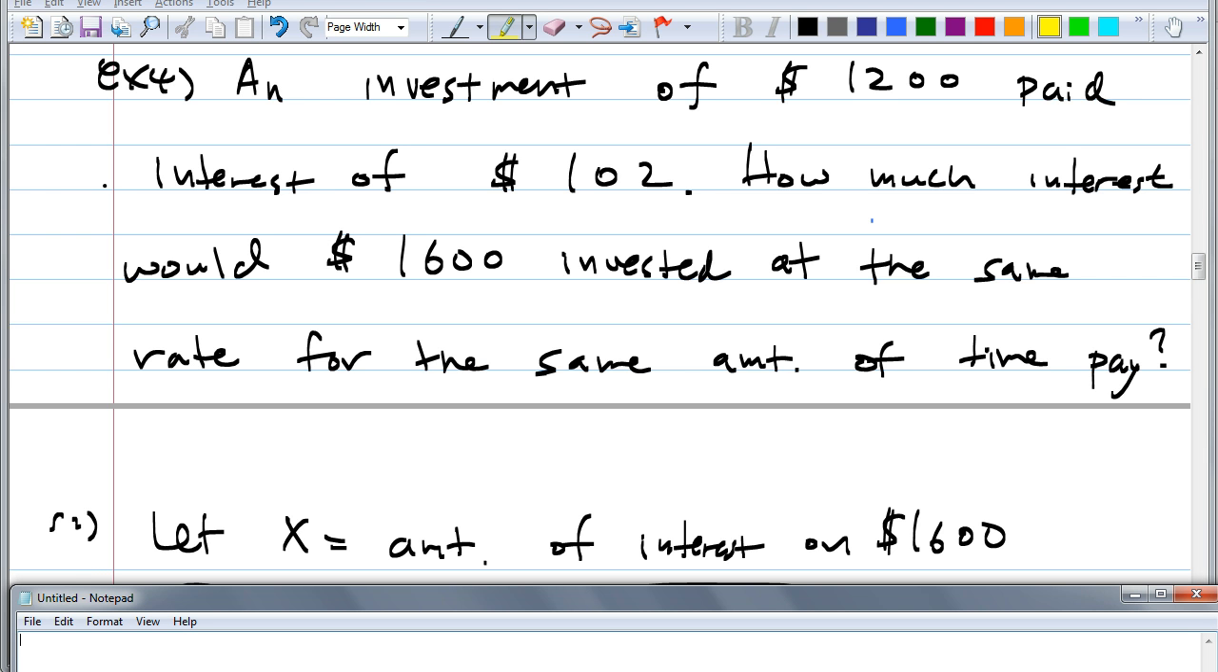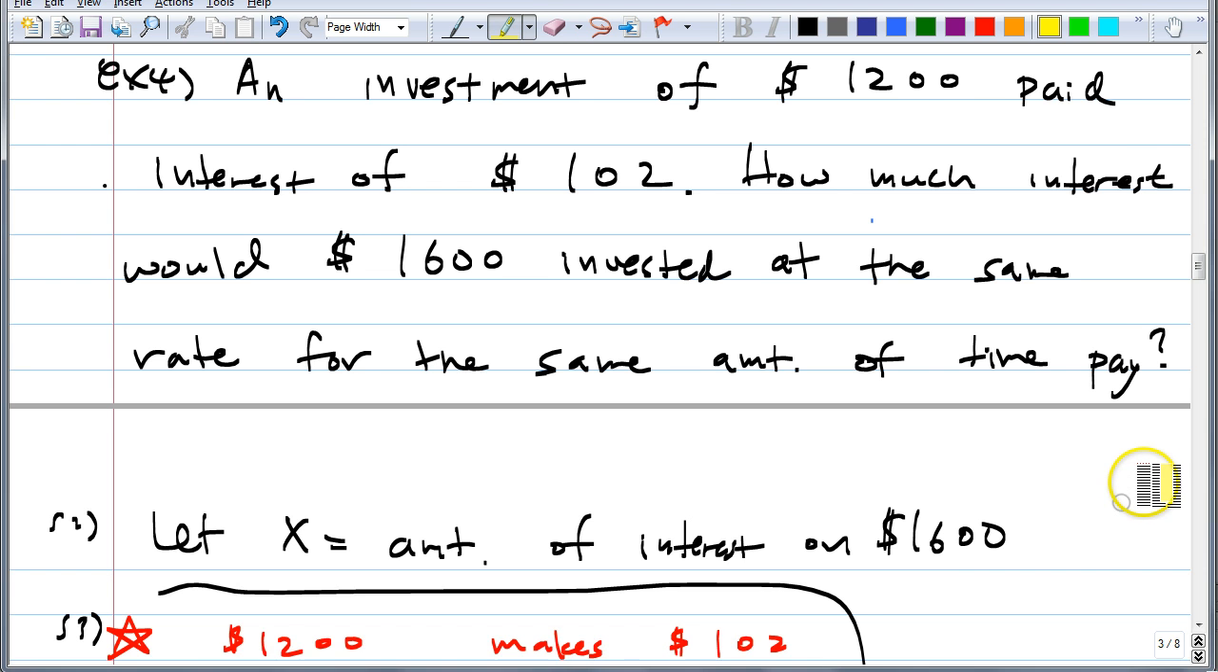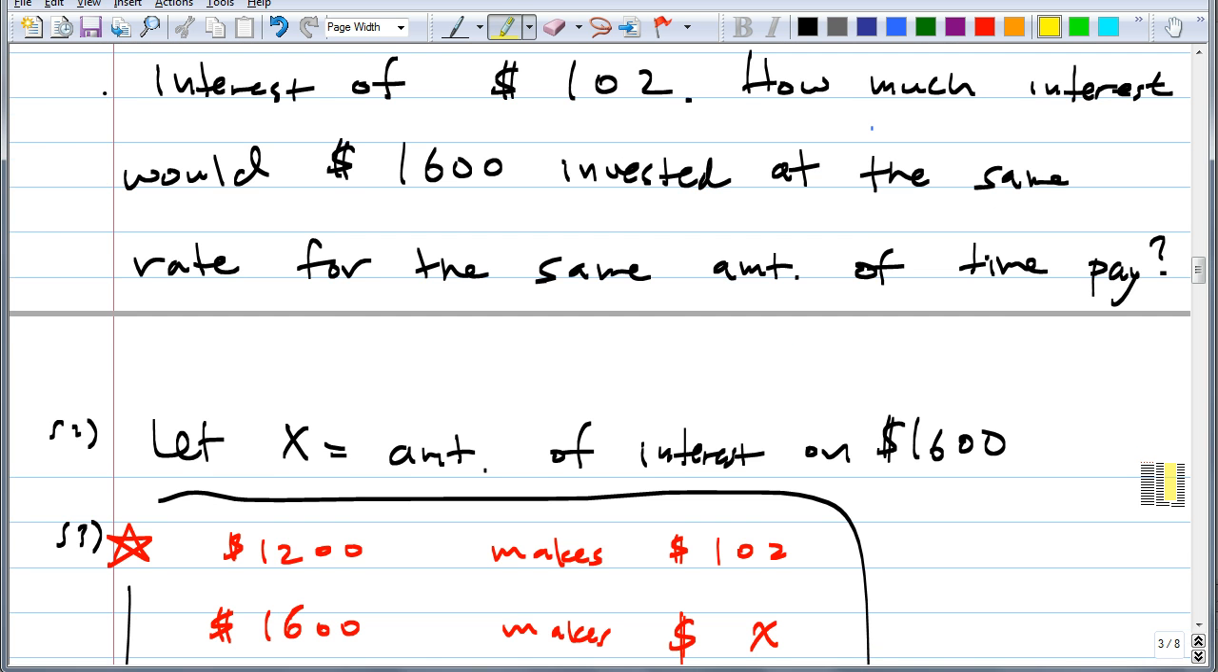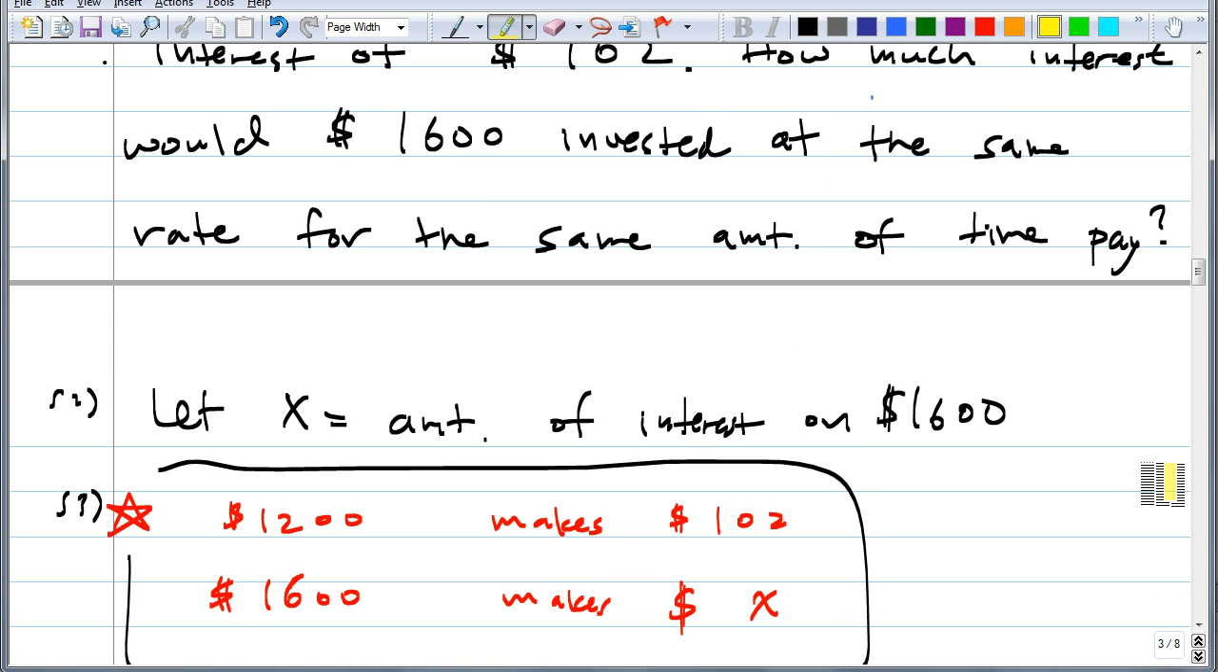So how much do we get for investing 1,200? 102. You see that's sort of a ratio. Okay, so look, for investing 1,200, you get $102. What do we get for investing then $1,600? You get how much? X. That's the unknown. So knowing this is what we have, this is our data, can somebody give me a proportion using this?